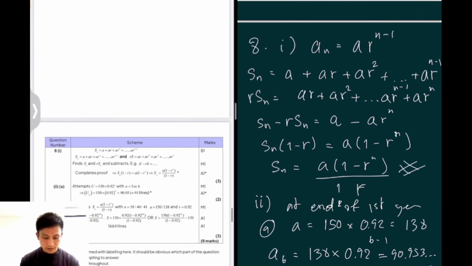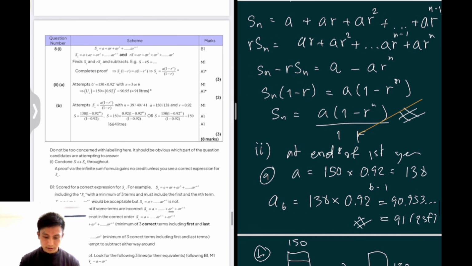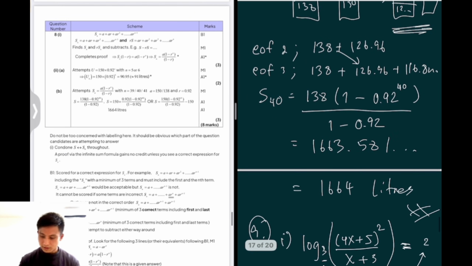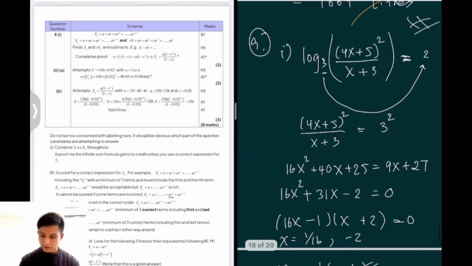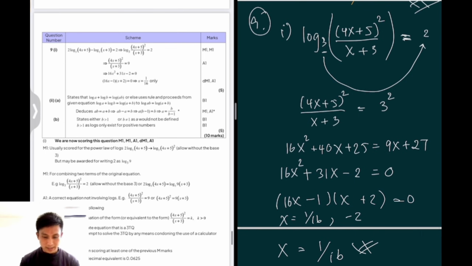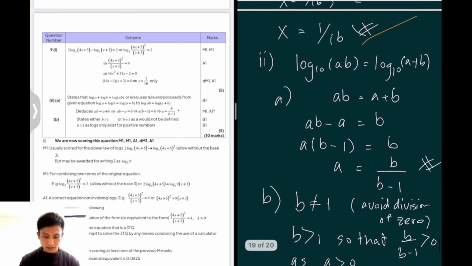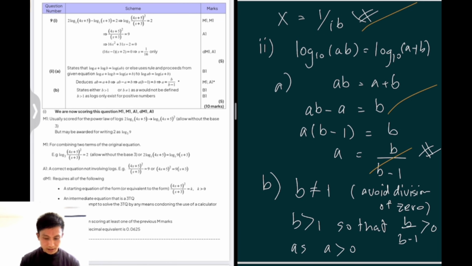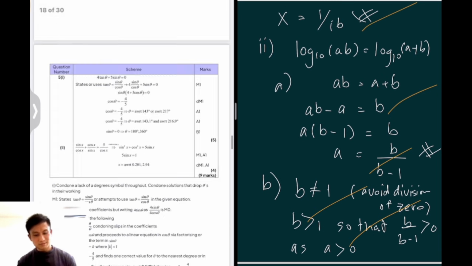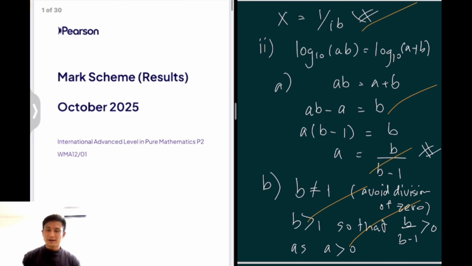Part 8, nailed it, the proof, of course. That looks like the right answer. In 9a, I proved it. And question 9, 1 over 16 only. Part A, I proved it, and states b greater than 1 as long as the x is positive number. So I nailed it. 100 out of 100, as in either UMS or raw score.